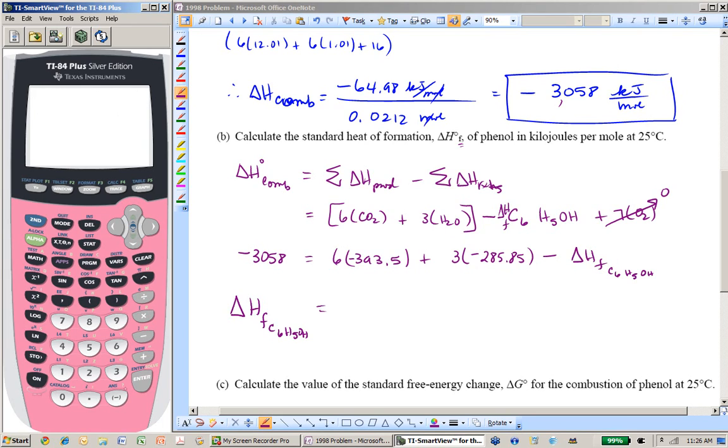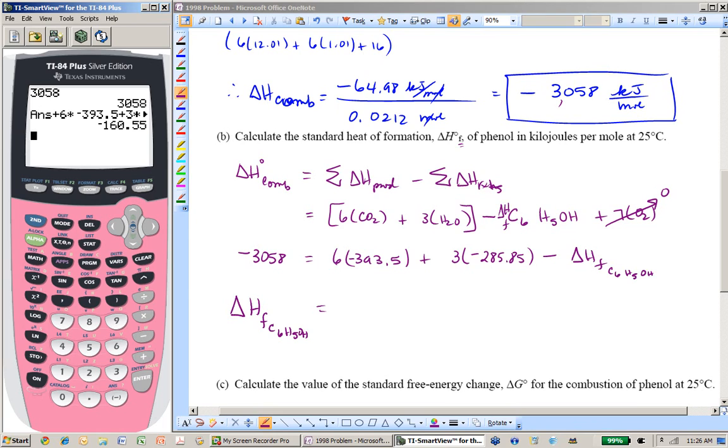All right, let's try that one more time. I'm going to move the 3058 over to the right side of the equation, which makes it positive. Now that is added to 6 times, I think this is the part I skipped a minute ago, 393.5. And again, you might have used 395.5. I'm aware of that. Plus 3 times a negative 285.85. And I bet it works out right this time.